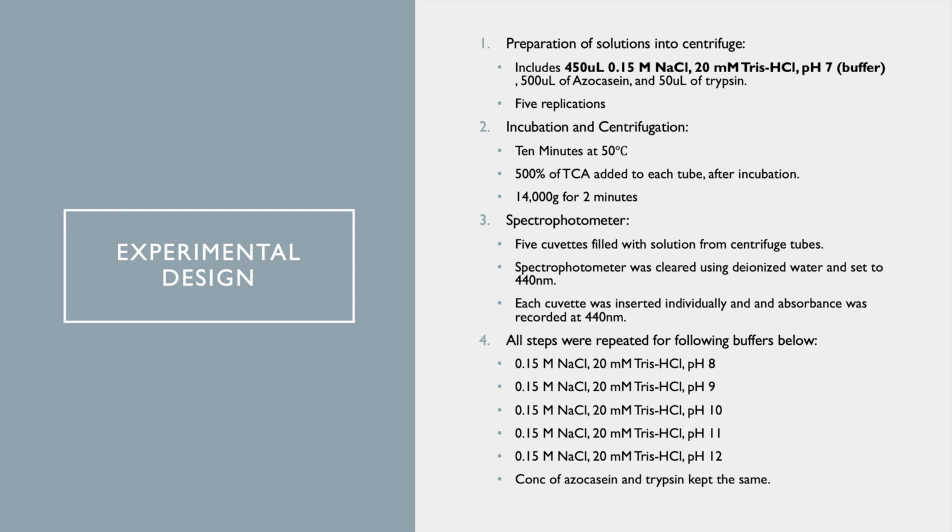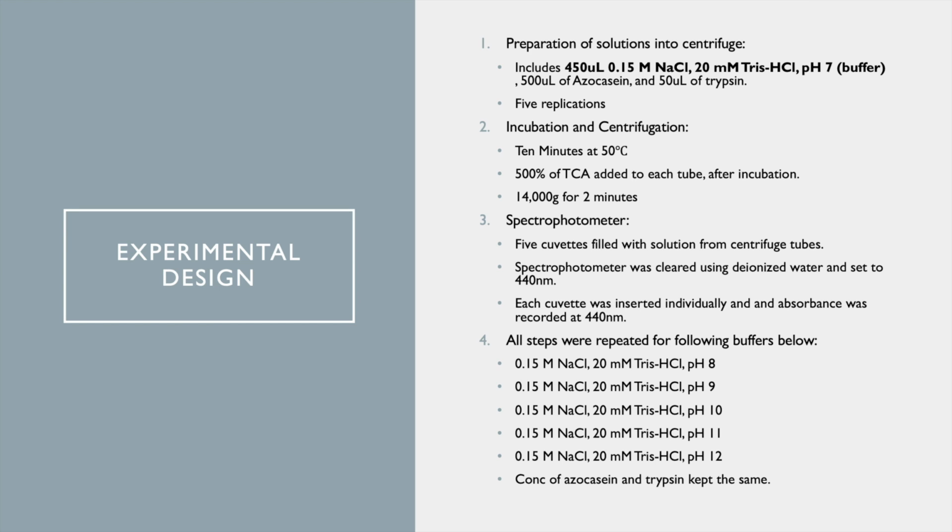The purpose of my experimental design was to test buffers at different pH levels ranging from 7 to 12 and to examine how enzyme activity changes as it deviates from pH 9. I first started off by gathering 5 1.5 milliliter clean centrifuge tubes. I then filled the 5 centrifuge tubes with 450 microliters of 0.15 molar sodium chloride 20 Tris-ECO to achieve a buffer at pH 7.